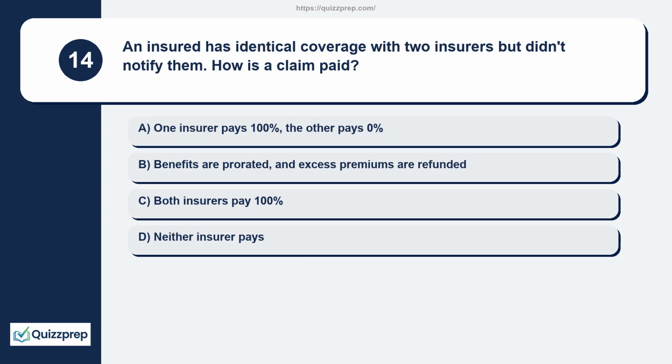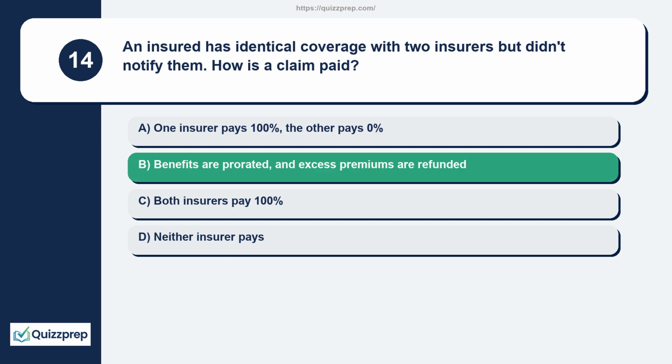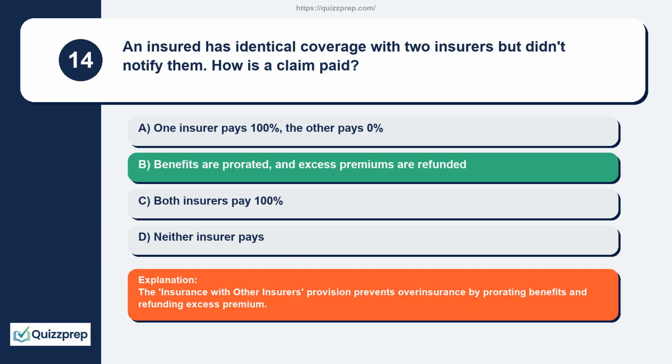Question 14. An insured has identical coverage with two insurers but didn't notify them. How is a claim paid? One insurer pays 100%, the other pays 0%. Benefits are prorated, and excess premiums are refunded. Both insurers pay 100%. Neither insurer pays. The insurance with other insurers provision prevents overinsurance by prorating benefits and refunding excess premium.